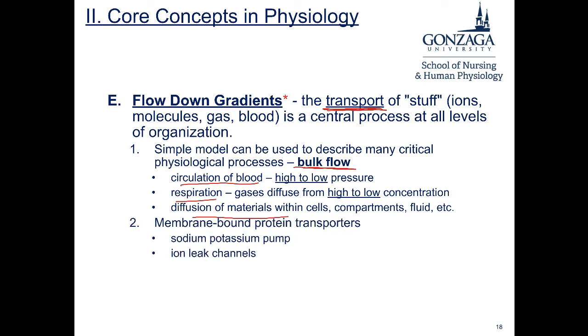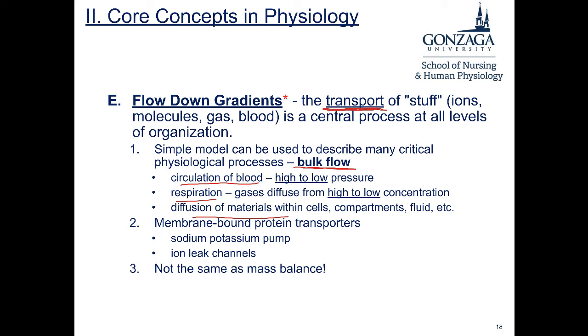Another example of flow down gradients are membrane-bound transporters. Basically, materials often have to cross a cell's membrane, and they have a variety of mechanisms to accomplish this. Some are very specific, some are very general. As an example of this, the sodium-potassium pump transports sodium and potassium across a cell's membrane. There are ion leak channels, a variety of different methods. Again, we'll have plenty of time to discuss this in class.